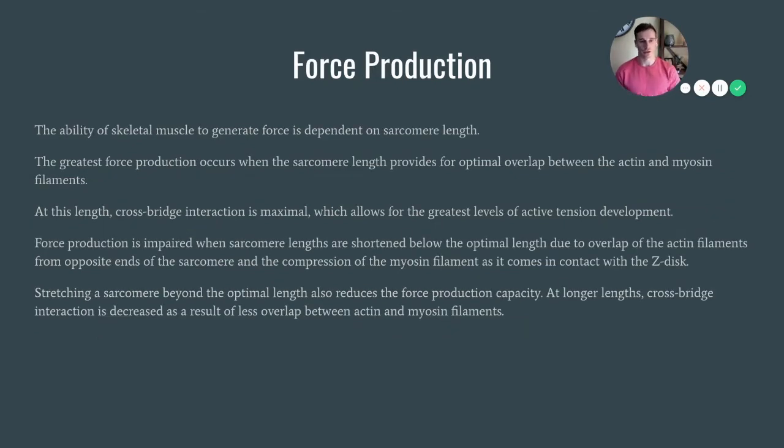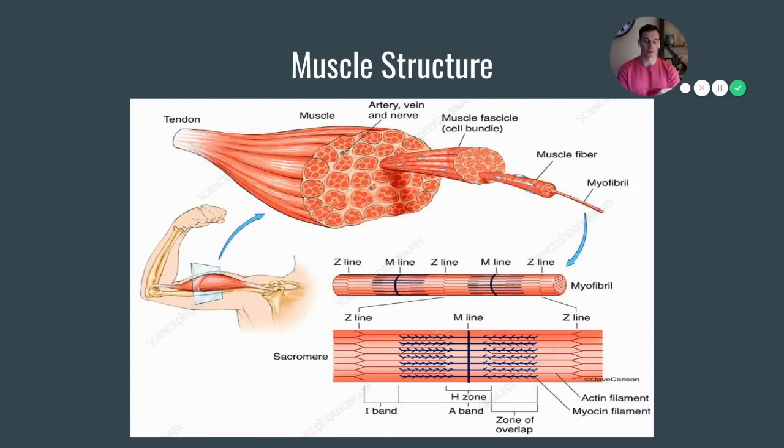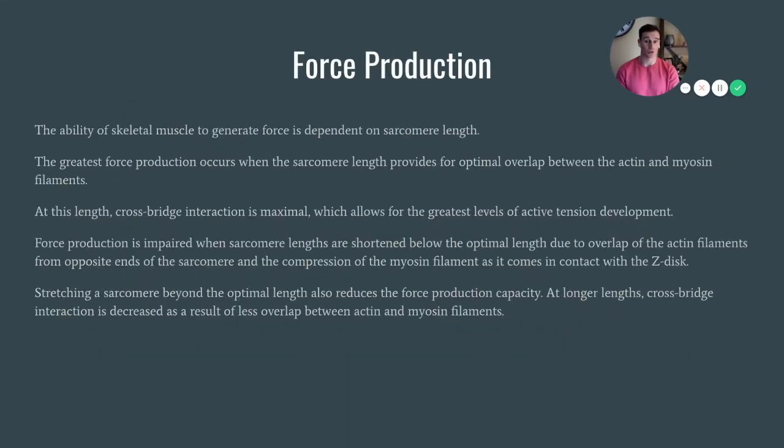Now, going back to that initial picture that I showed you at the beginning, the ability of the skeletal muscle to generate force is dependent upon the sarcomere length. This is, again, when we're talking about the range of motion. The greatest force production occurs when the sarcomere length provides the optimal overlap between the actin and myosin filaments. So if we go back here, you've got your sarcomere there, and we want that crossover between the actin and myosin filaments so that they can bind as effectively as possible.